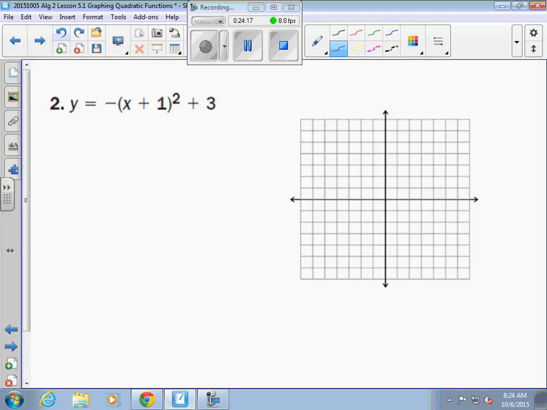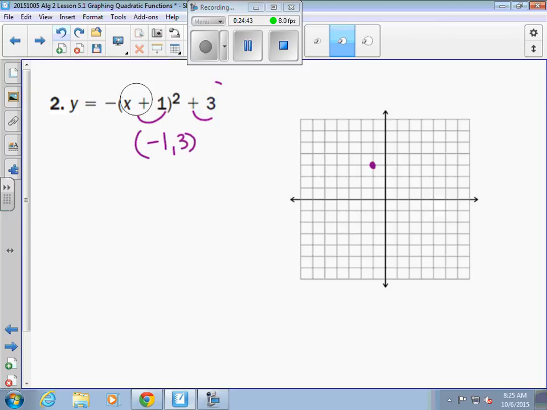Number 2, this one is in vertex form. Y equals negative x plus 1 squared plus 3. This represents your vertex. It's the opposite of 1, and it's exactly what 3 is. So your vertex is negative 1, 3. So at negative 1, positive 3, there's your vertex. Is this picture going to open up or down? It's going to open down.